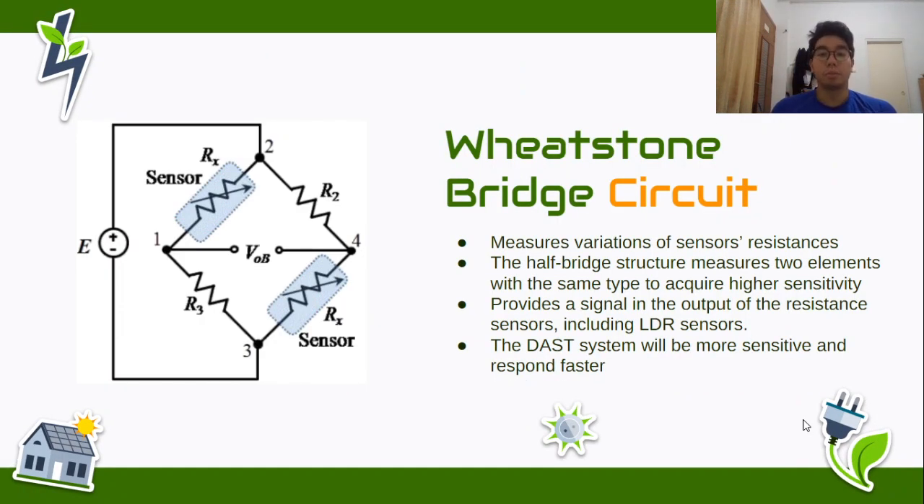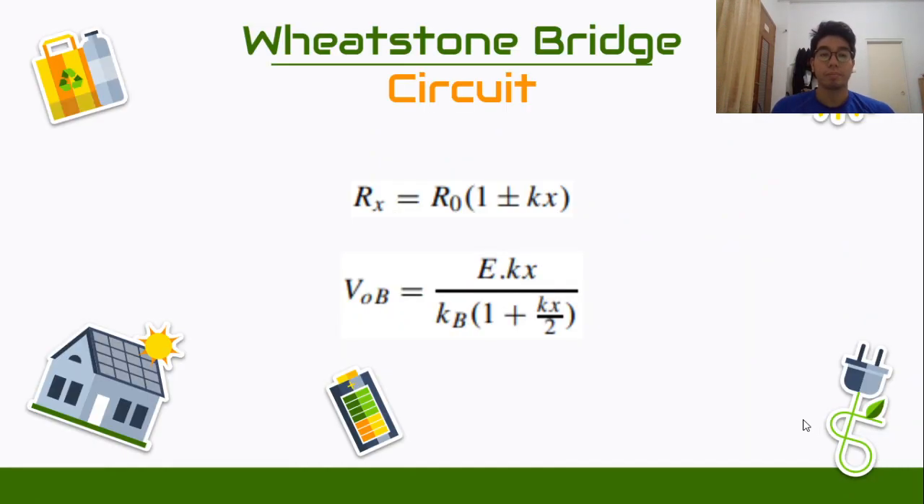As for the Wheatstone bridge circuit, it will initially measure the variations of the sensors' resistances. As we can see on the left side, the image of the half bridge structure will be measuring two elements of the same type to acquire higher sensitivity. So it will provide a signal at the output of the resistance sensors, including the LDR sensors. And by having this Wheatstone bridge circuit, the DAST system will be more sensitive and respond faster.